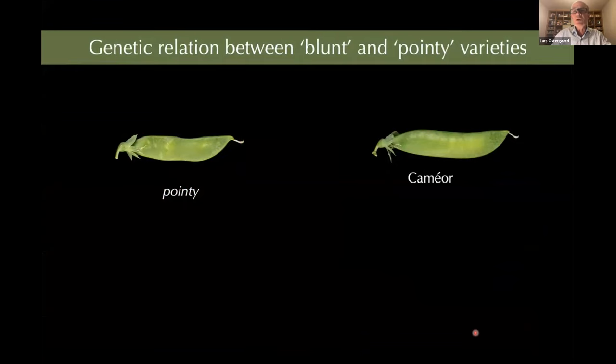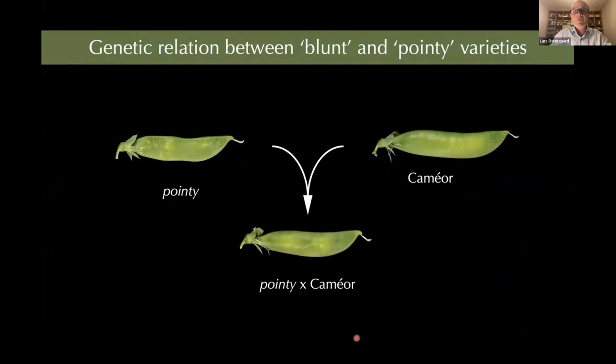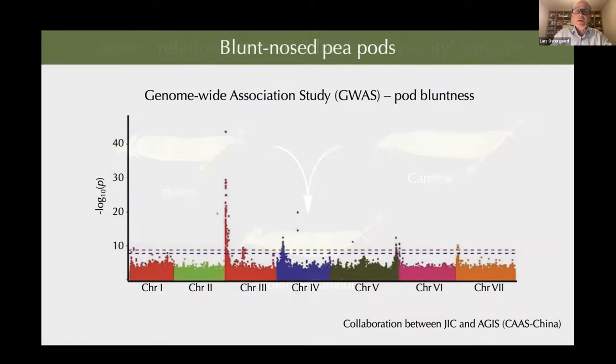And if we cross the pointy mutant to Cameor, as you would expect, in the F1 generation we get a pointy phenotype, which again suggests that the locus that is mutated in the pointy mutant is the same mutation that is occurring in the Cameor pointy pod as well. So we have now isolated genomic DNA from the pointy and from the wild type JI2822 and sent them for sequencing. When we get these sequences back, we then expect that we will be able to identify what gene is mutated.